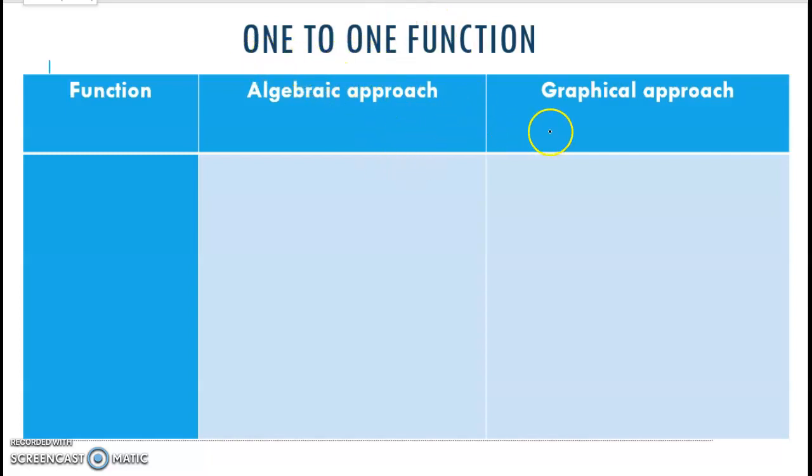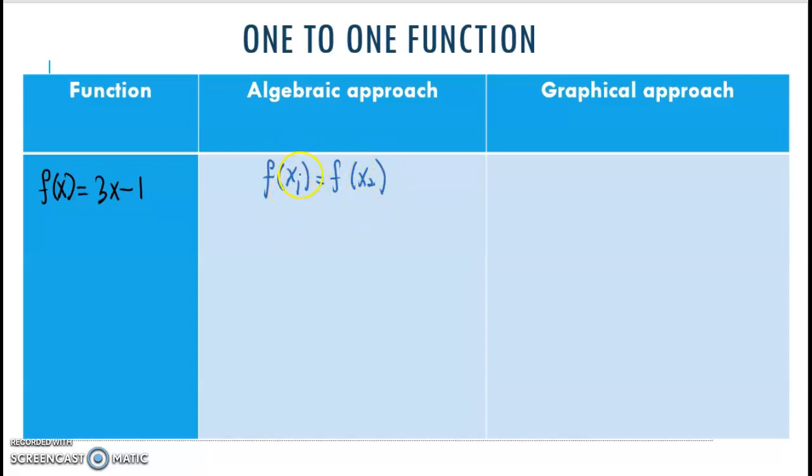We have two methods. The first one is the algebraic approach. The second is the graphical approach. Okay, now we look at function number 1. We have f(x) equals 3x minus 1. Okay, the first step for the algebraic approach, we are going to write down f(x1) equals f(x2).